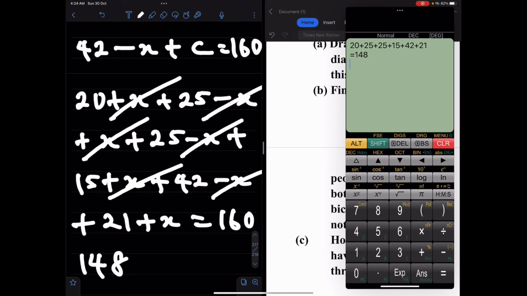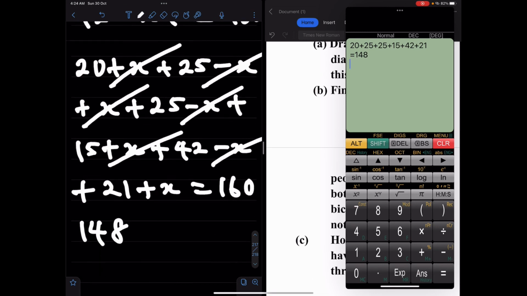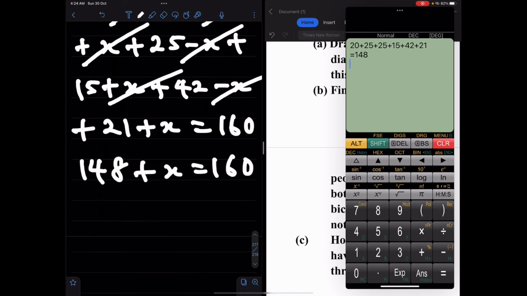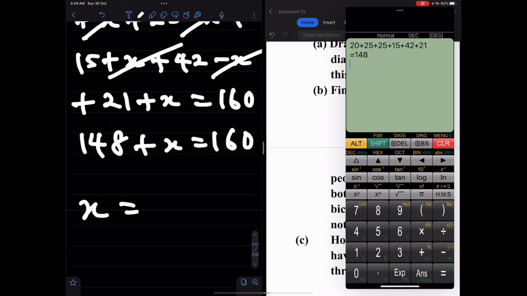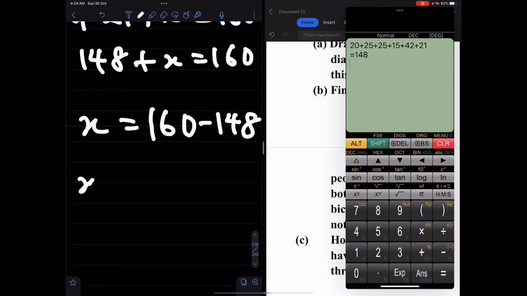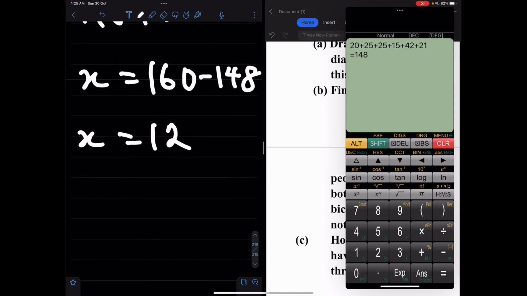So that means 148, and I'm only left with x. 148 plus x equals 160, which means x equals 160 minus 148, which means x equals 12. That means x equals 12.